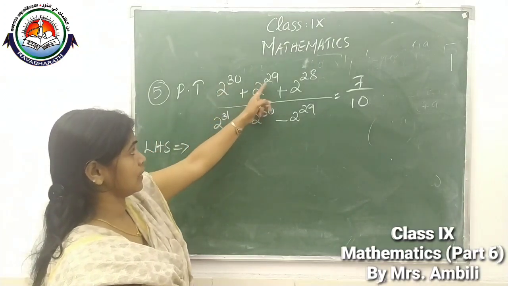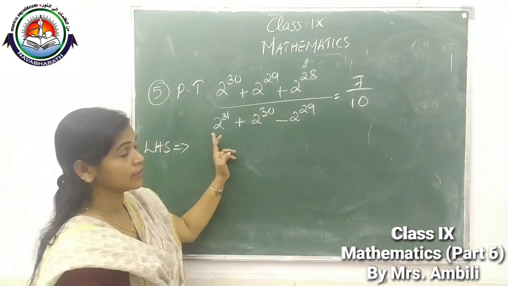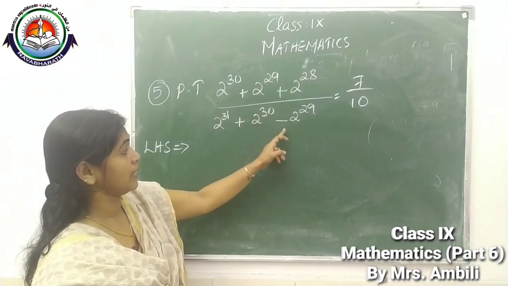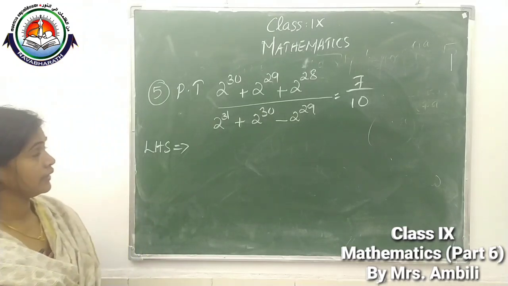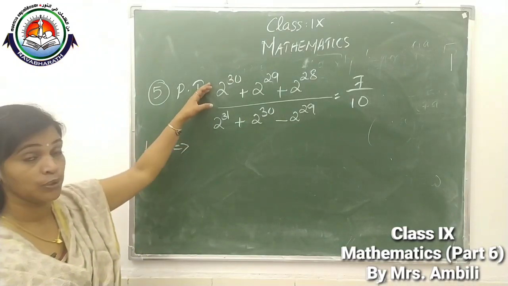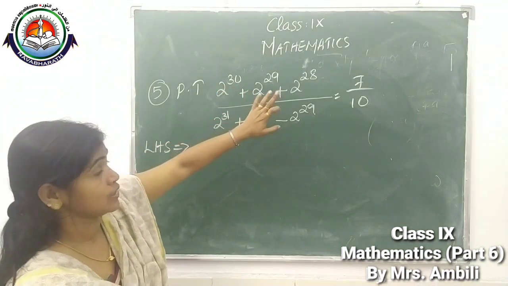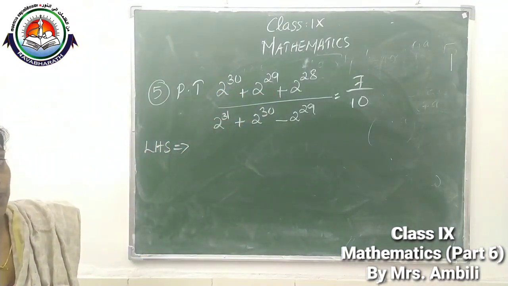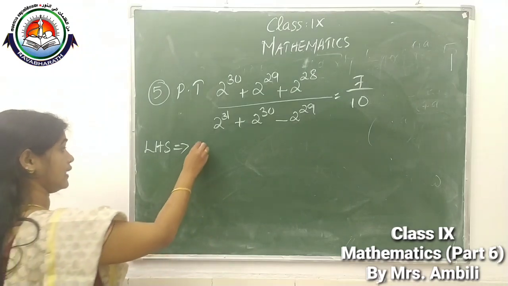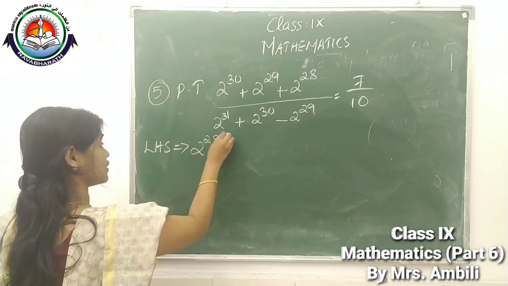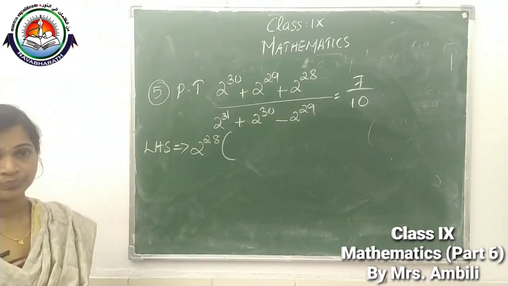(2^30 + 2^29 + 2^28) by (2^31 + 2^30 - 2^29). So look at the numerator. Here 2^30, 2^29, 2^28 is there. This is the common term, 2^28. So we can take 2^28 outside.